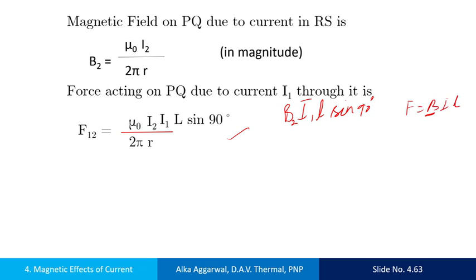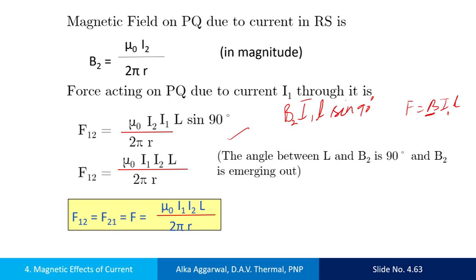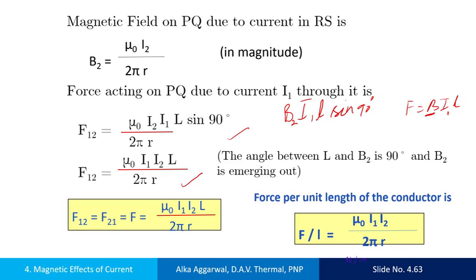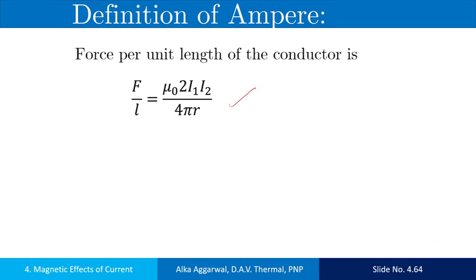Here the magnetic field is due to the conductor RS. The current, as we are doing it for the PQ conductor, is I1, and L is the length of the conductor. r is the distance between the two conductors. The direction of the force is given by Fleming's left hand rule. The magnitude of F12 and F21 is the same. The force per unit length of the conductor is given in this expression.